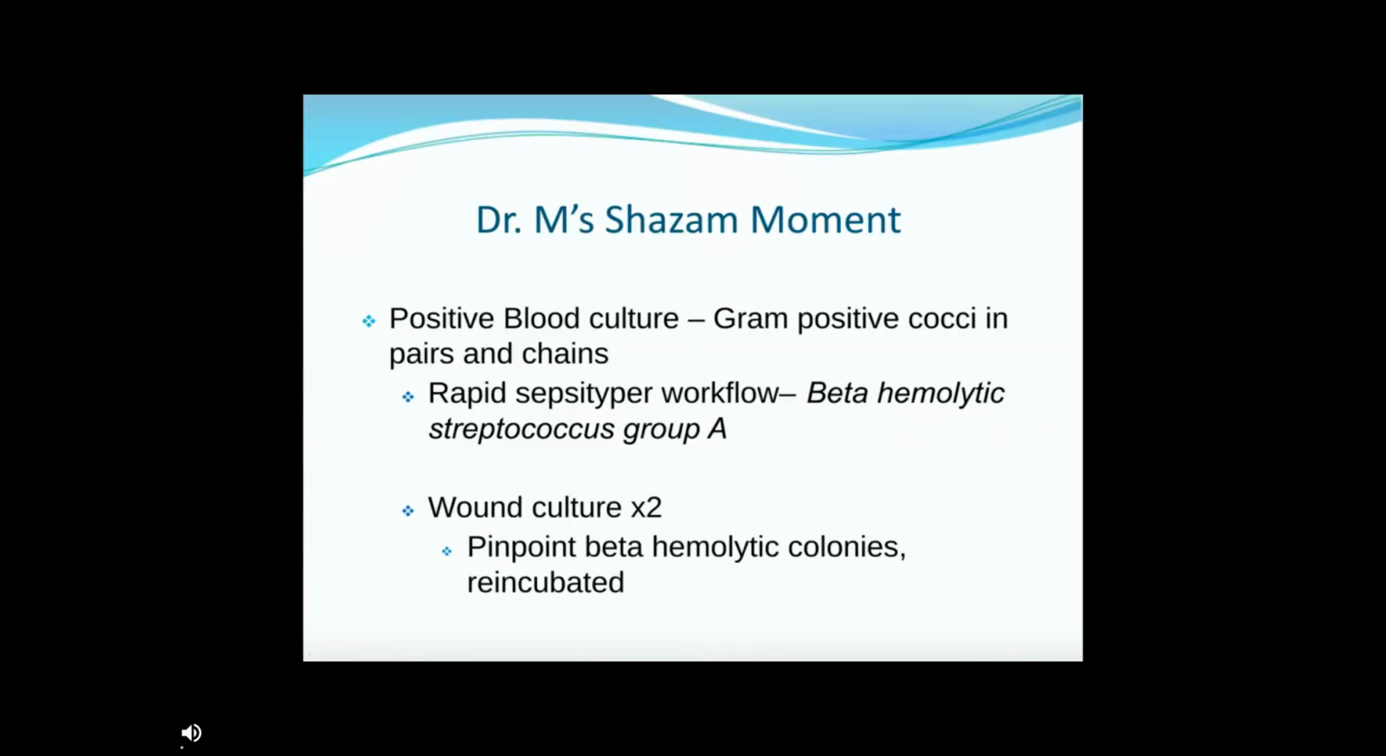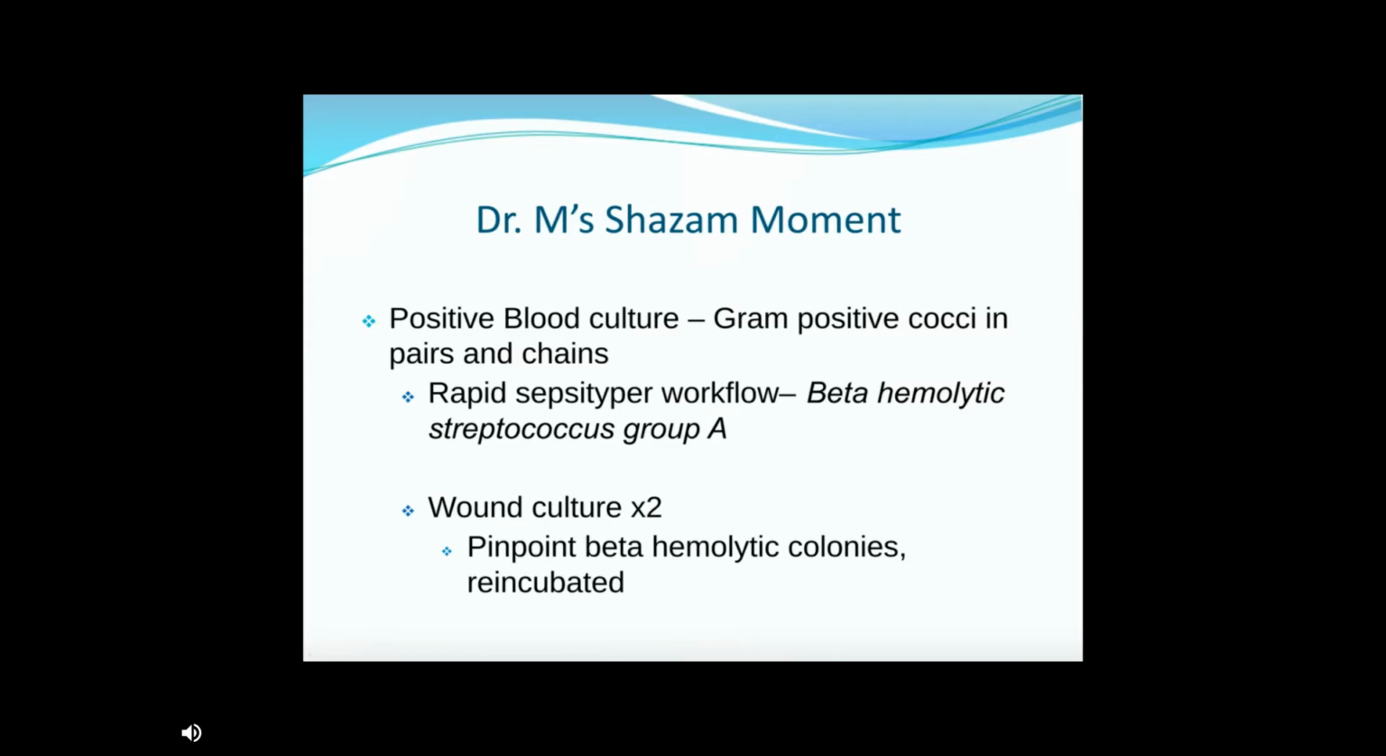So Dr. M's Shazam moment. We had a positive blood culture that the gram stain showed gram-positive cocci in pairs and chains. We did our rapid Sepsityper, and it identified as beta hemolytic strep group A. So we were like, wow, that's kind of interesting. And then we looked into the patient a little further.